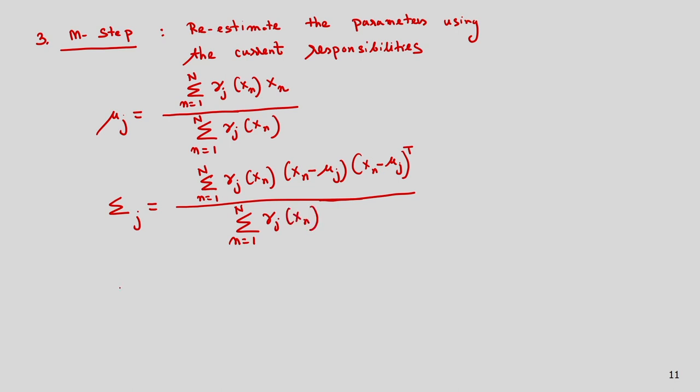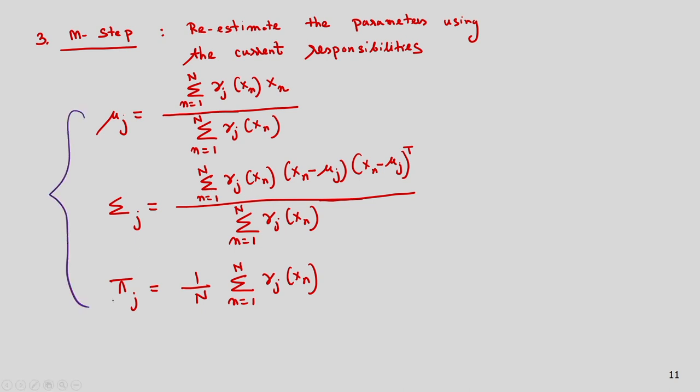and finally, I can determine the mixing coefficient, that is 1 by n. So all these three parameters I can determine from the responsibilities. And finally, I have to converge. So the final step, I have to go for the convergence.